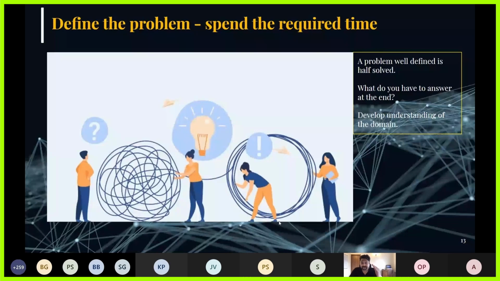So, problem definition, as I said, I want to repeat this maybe 10 times: a problem or a project well defined, even before you are working, if it is well defined, it is half solved. Okay, and as part of that, you have to identify in a very clear way what you have to answer at the end. So you identify an end user in your mind, and then you have to think what you have to answer at the end. Okay, and for doing that, you also have to develop an understanding of the domain.